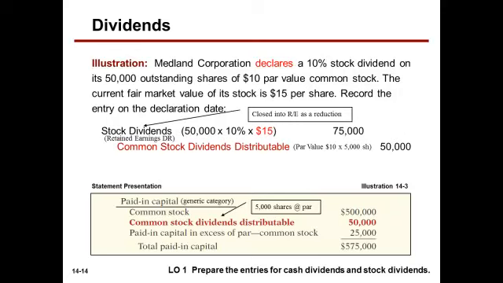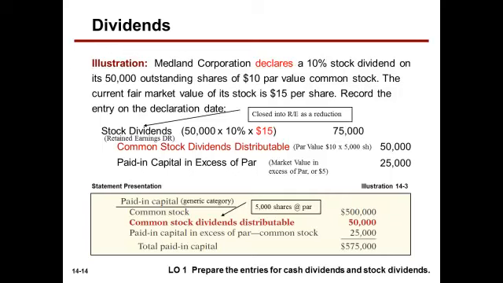Par value, $10 per share times 5,000 shares, $50,000. But the total value of the dividend was based on the market value of $15. So the extra $5 goes to additional paid-in capital, $5 a share times 5,000 shares, or $25,000.